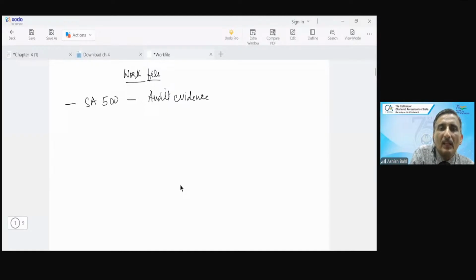So in this chapter, you have studied many other standards also. What I'll be doing is writing their numbers. So tell me what these standards are all about, so that these get refreshed in your mind. So one standard is SA 501. Now write in your mails what this standard is about. What is its heading? SA 505.